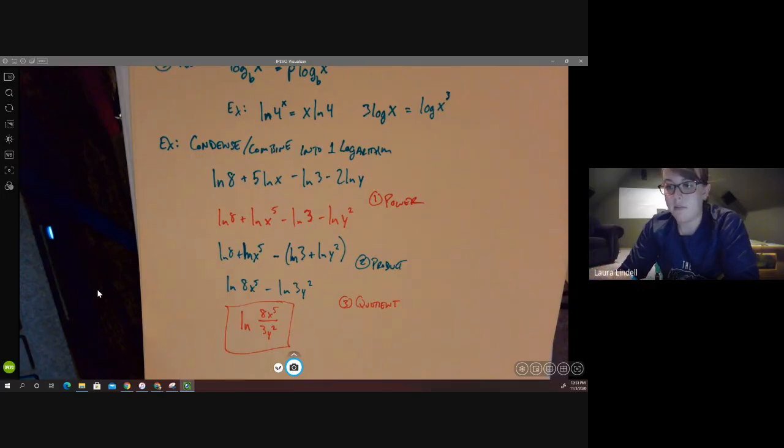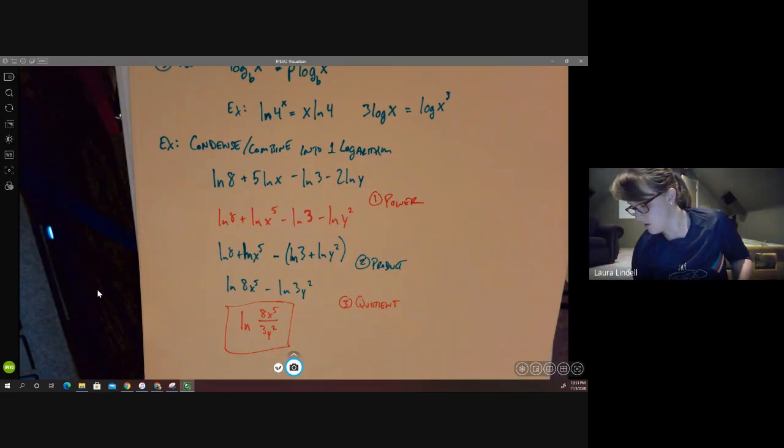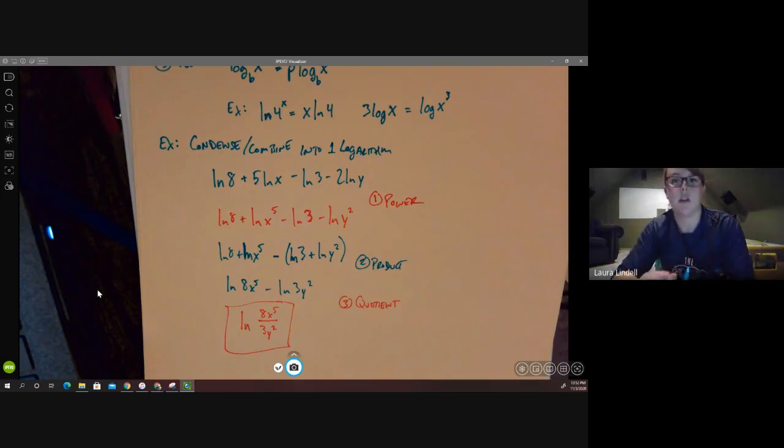All right, so that's one example of how we would condense and combine things into one logarithm. Any questions with that one so far? Any numbers we're not sure where they came from? Anything we're not sure why or how we did it or how we knew to do it? All right. If you do have any questions at any point, feel free to type it in the chat or say something. We're going to do another one.